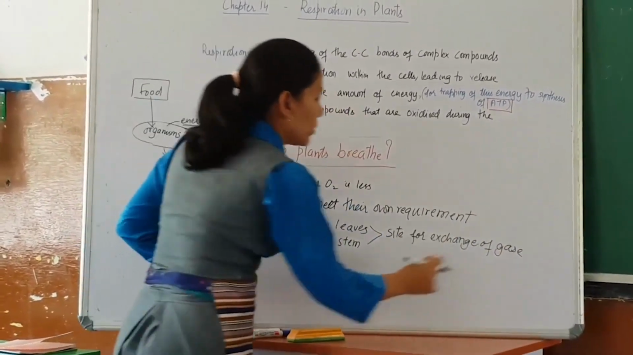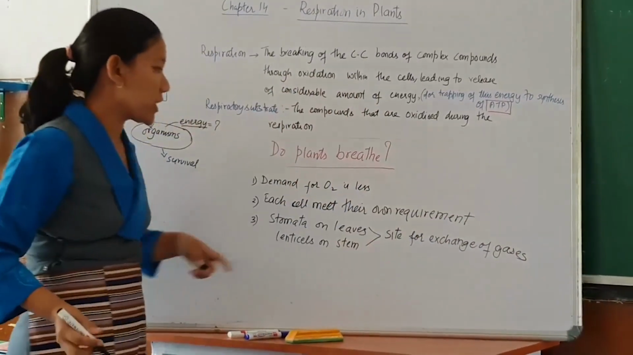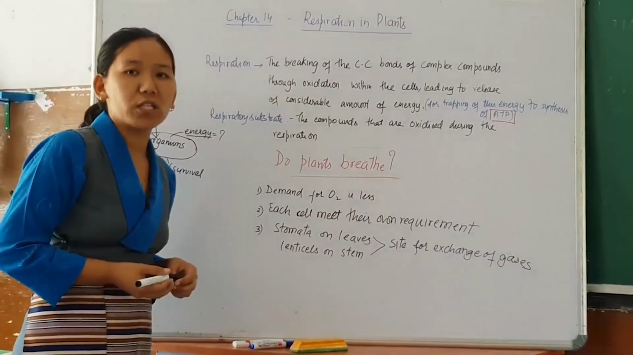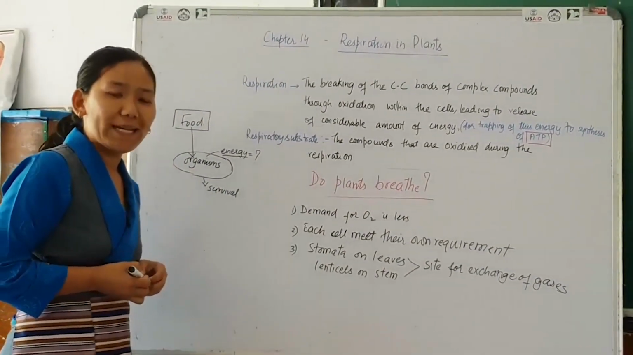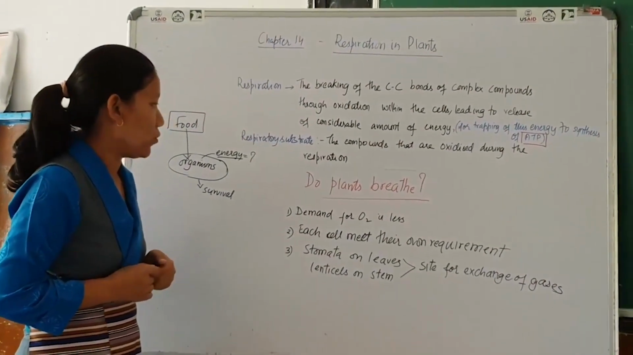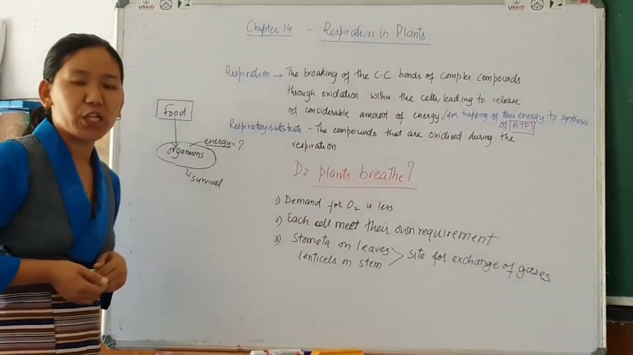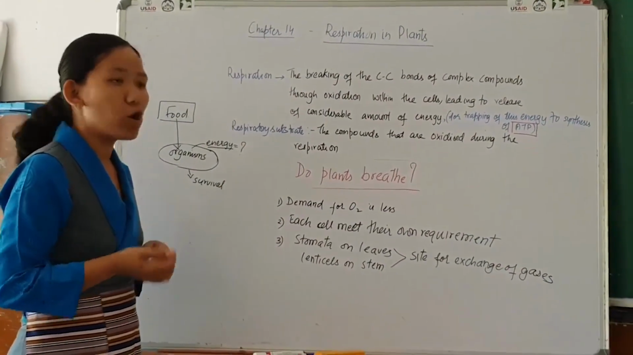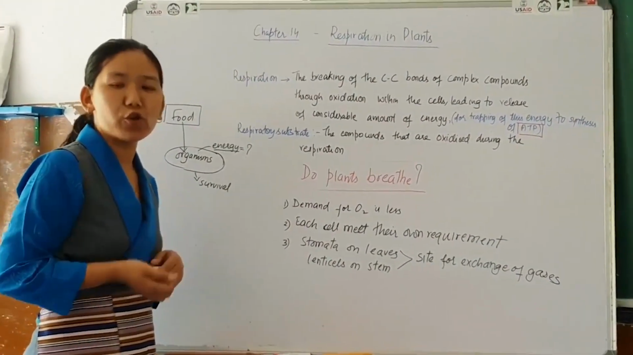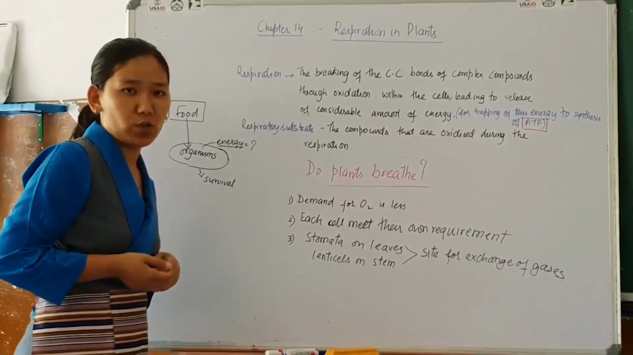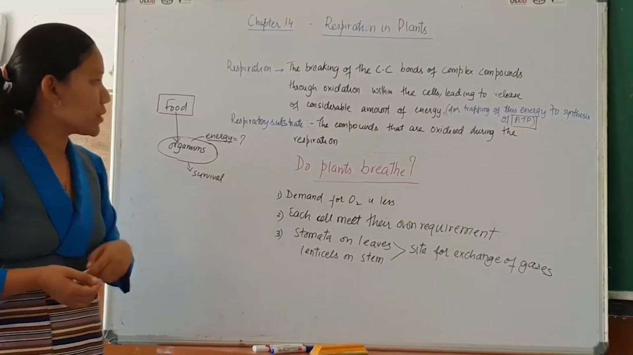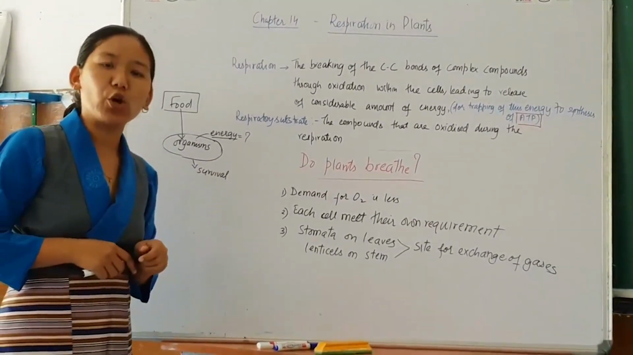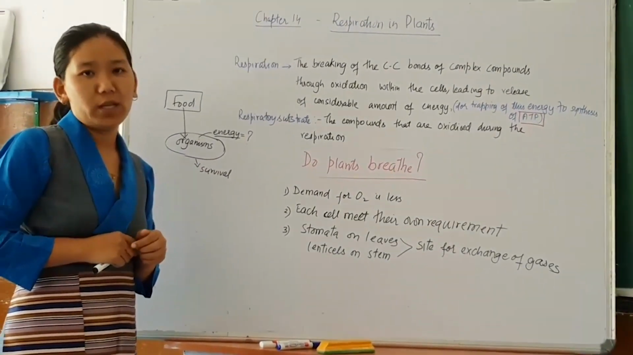So exchange of gases here means, we are focusing on carbon dioxide and oxygen. During respiration, they need oxygen, and during photosynthesis, they need carbon dioxide. So these are the three reasons why the plant will not breathe like animals.